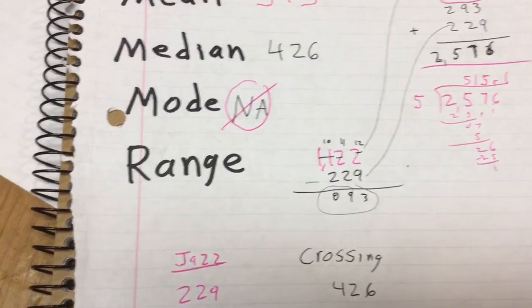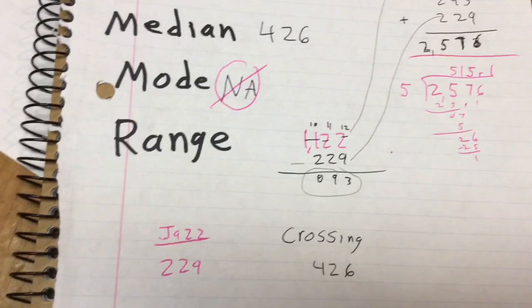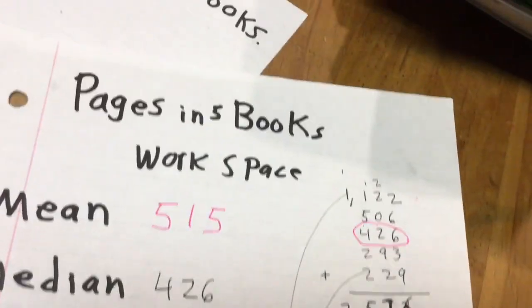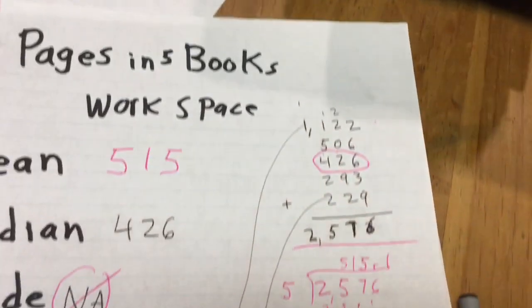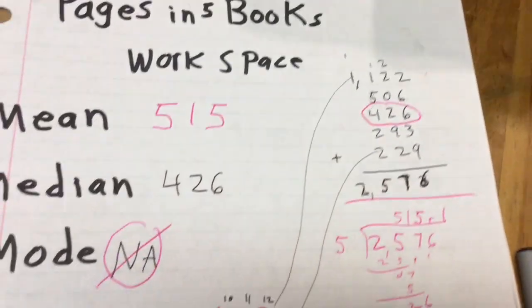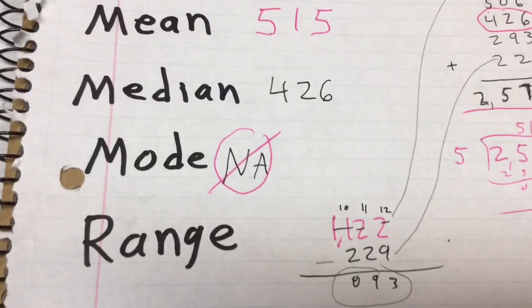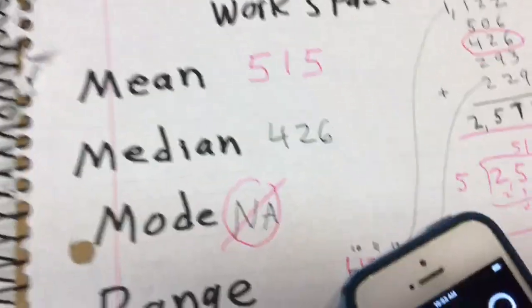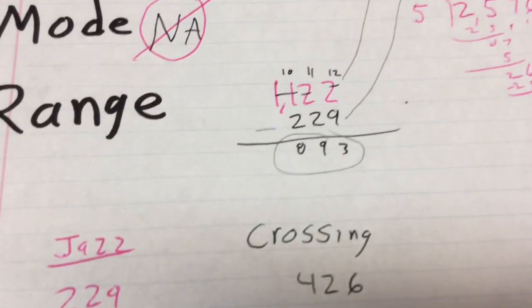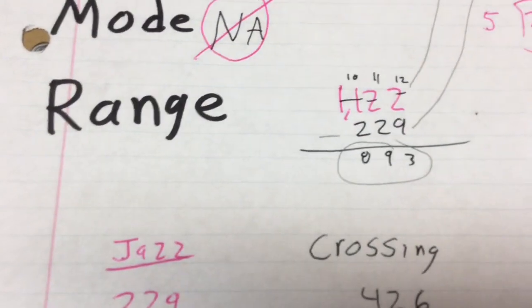Now I'm to my last point, the range. And the range is just the difference, which means subtract, between the biggest and the smallest number. So there's my biggest number. Again, put them in order right away. That'll really help. And then my smallest number. So when I subtract, I get 893. So that means the difference between this book and this book is 893 pages. And that's what I was looking for.